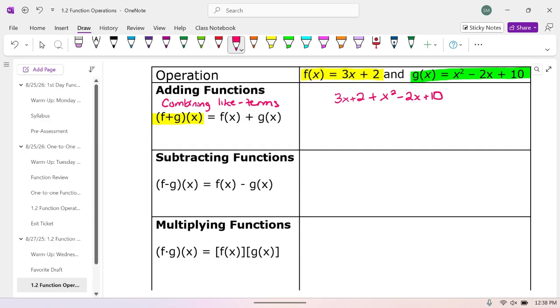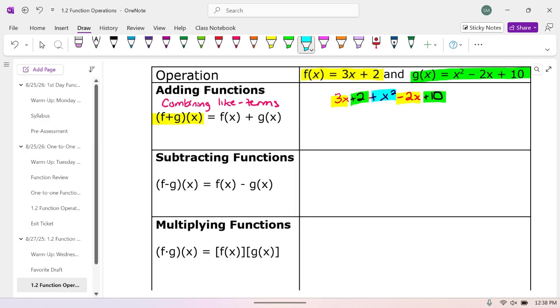All right. Now, when we combine like terms, we only add the coefficients. What do I mean by coefficient? The number before the variable. Good. So we already said that 3x and negative 2x are like terms. We said that 2 and 10 are like terms. And x squared is just kind of on its lonesome, but we can't really leave it out. It's just by itself.